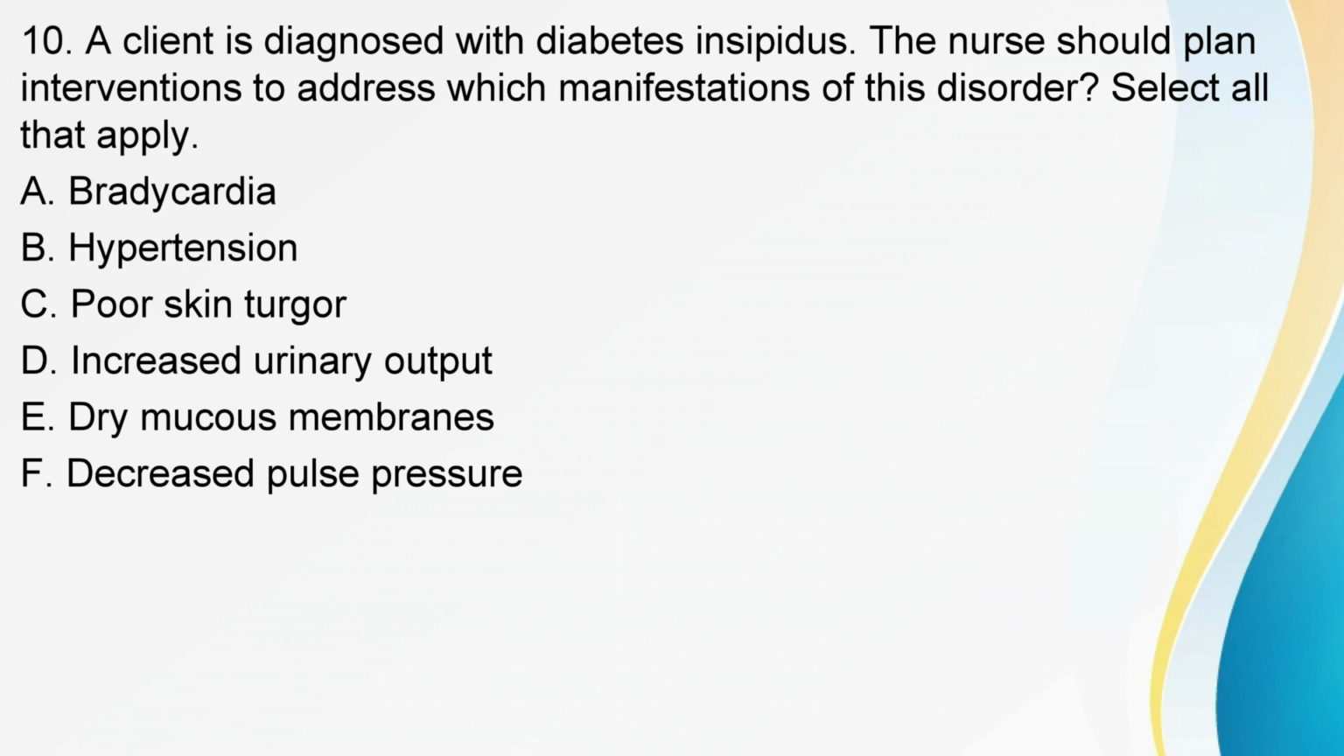A. Bradycardia, B. Hypertension, C. Poor skin turgor, D. Increased urinary output, E. Dry mucous membranes, F. Decreased pulse pressure. Answer: letter C, D, E, F.